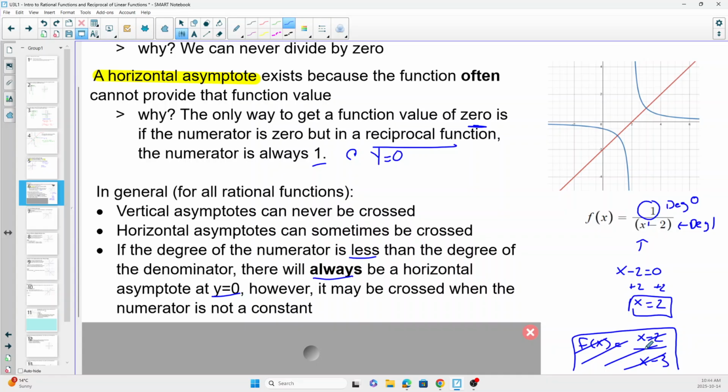But if we were dealing with, let's just say this example here, but this was like this, the degree of the numerator is less than the degree of the denominator, there might still be that horizontal asymptote, but it also might be crossed. We will investigate all of this later, guys. Because we're introducing this idea of asymptotes, I like to make it clear from the beginning that when we're looking at rational or reciprocal functions, both vertical and horizontal asymptotes can exist. Vertical asymptotes can never be crossed, never, ever, ever. You will see some examples throughout this unit where horizontal asymptotes are crossed. As we come to those unique situations, we will talk about them, okay?